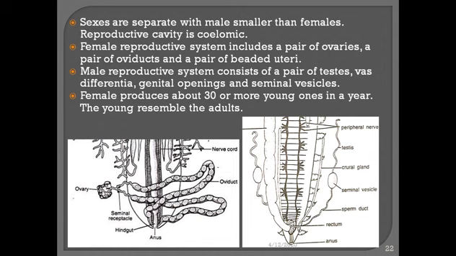And also we should note that the female will be producing around 30 or more young ones in any year, and the development will be direct without any larval stages. The young one will resemble the adult stages.